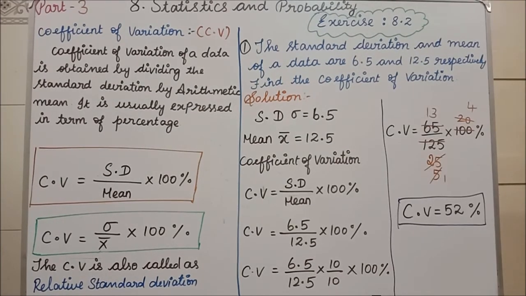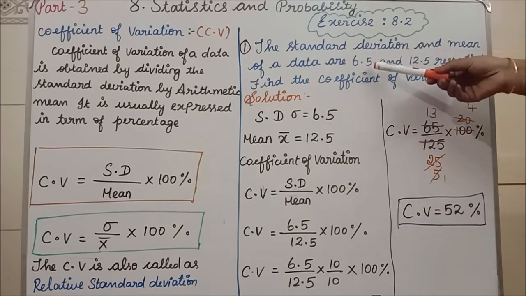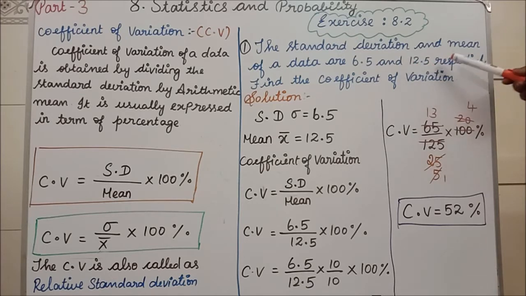See the first question in exercise 8.2. The standard deviation and mean of your data are 6.5 and 12.5 respectively. Find the coefficient of variation. What is the formula for coefficient of variation? Standard deviation divided by mean into 100 percentage, or otherwise we can say sigma divided by x bar into 100 percentage.